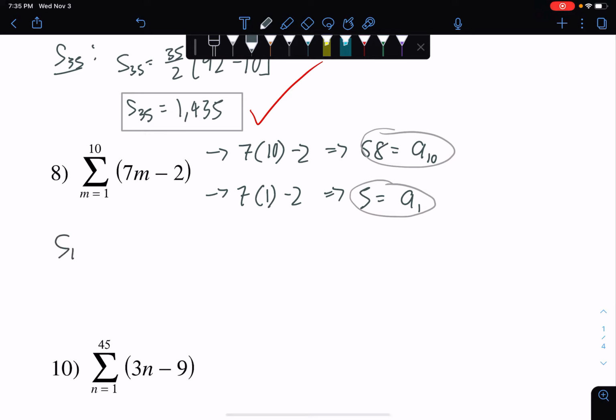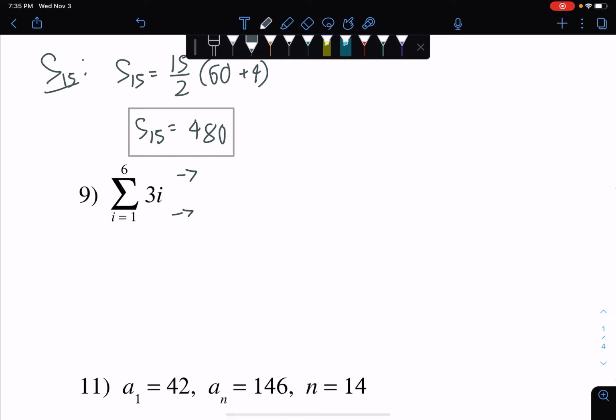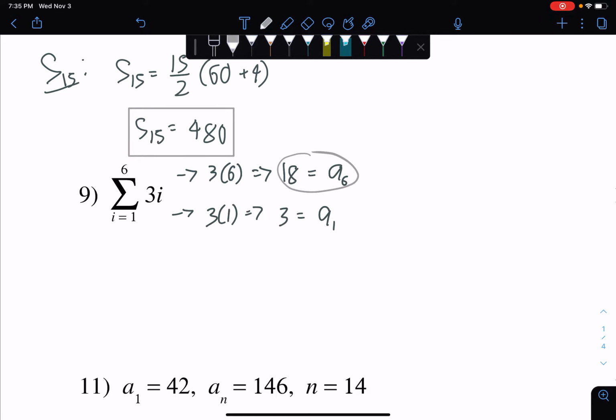Now, place these in a calculator. S sub 10 is equal to 10 over 2 times the quantity 68 plus 5. S sub 10 is equal to 365. Alright, let's move on to number 9. So 3 times 6 is equal to 18, which is equal to a sub 6. And 3 times 1 is equal to 3, which is equal to a sub 1.